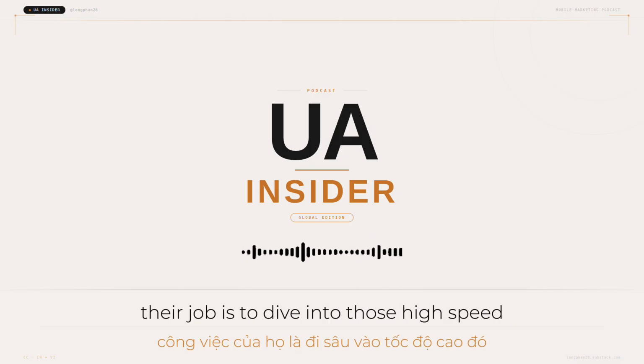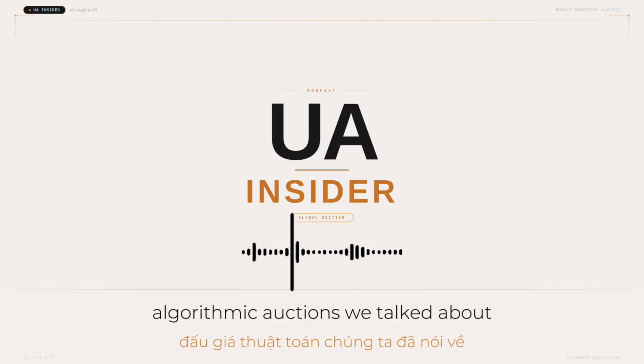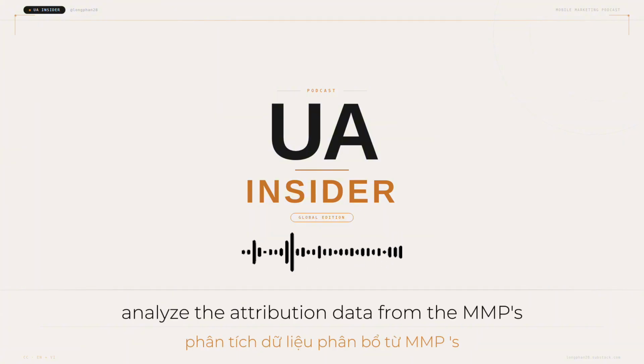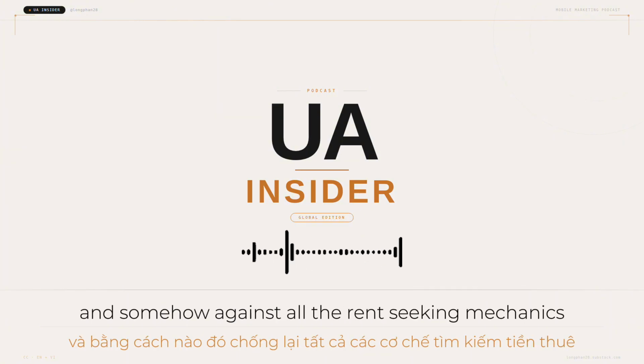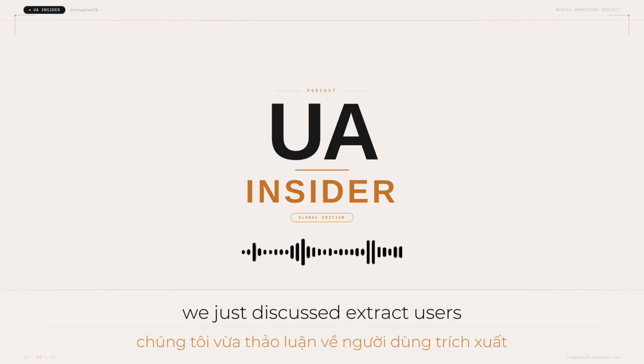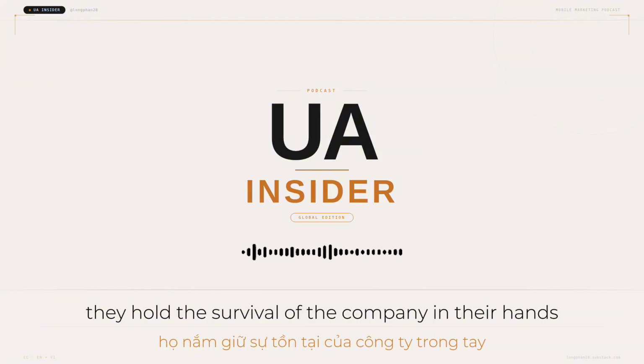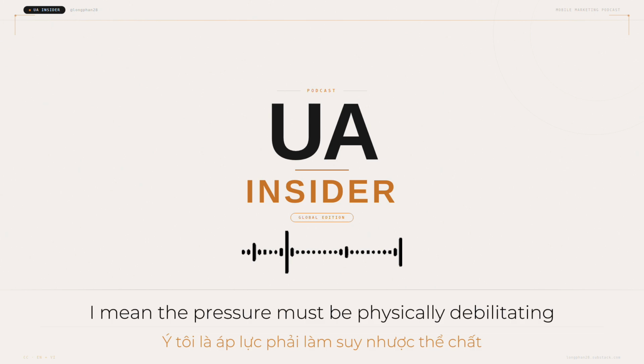Yeah. Their job is to dive into those high-speed algorithmic auctions we talked about, negotiate the eCPM, analyze the attribution data from the MMPs, and somehow, against all the rent-seeking mechanics we just discussed, extract users whose lifetime value exceeds the acquisition cost. They hold the survival of the company in their hands. I mean, the pressure must be physically debilitating.